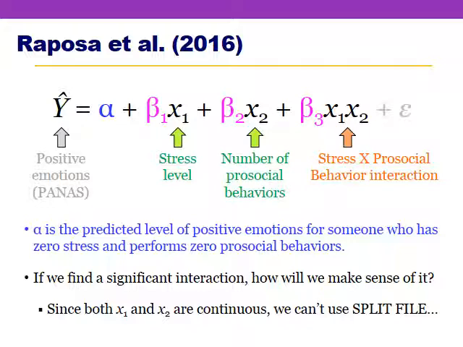But now we don't have any categorical predictors. So we can't use split file to help us make sense of a significant interaction if we do in fact find one. So what are we going to do? How are we going to make sense of this interaction?